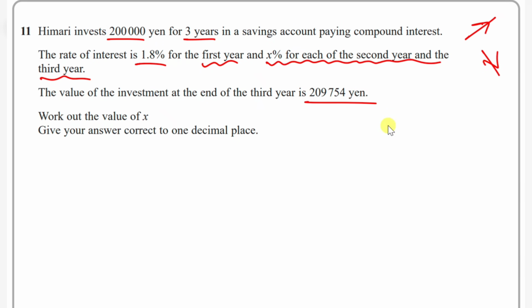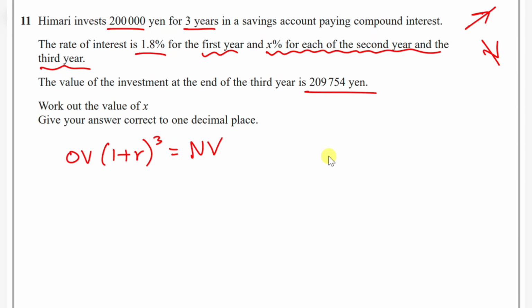If there was just 3 years and one single interest rate, we would use the OV formula, which is OV times 1 plus the rate, to the power of the number of years, in this case 3, would equal the new value. This means that the rate of interest would have been the same for 3 years. But because only the first year is 1.8%, but the next two are the same, we're going to rewrite this. We're going to write this as OV times 1 plus, and because you've got a percentage, write it as 1.8 over 100. That's your first year, power 1 if you wish. And then second year and third year, it will be 1 plus x over 100. And because second and third year means 2 years long, that has to be power 2. So these powers need to add up to 3, basically. And that's going to equal NV.